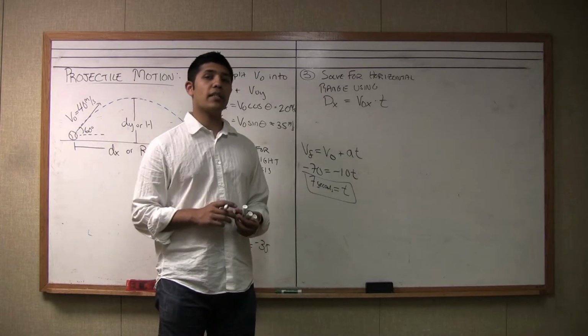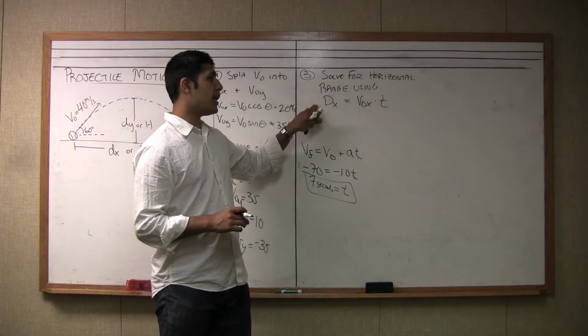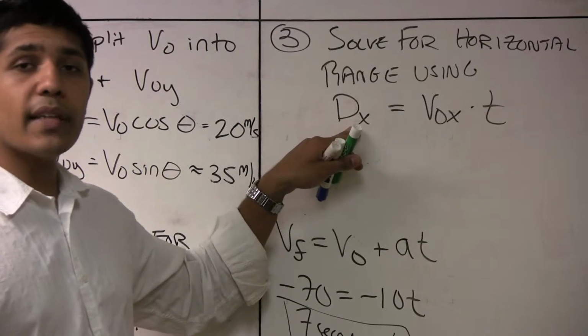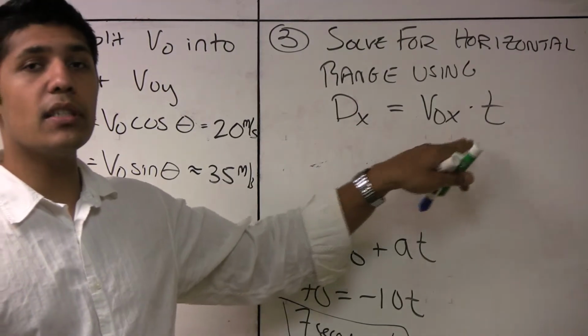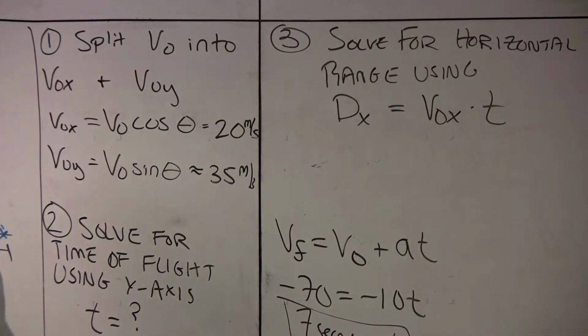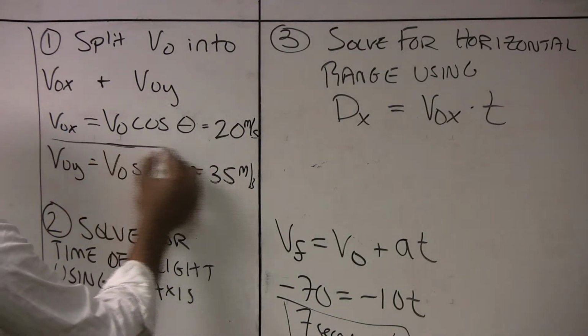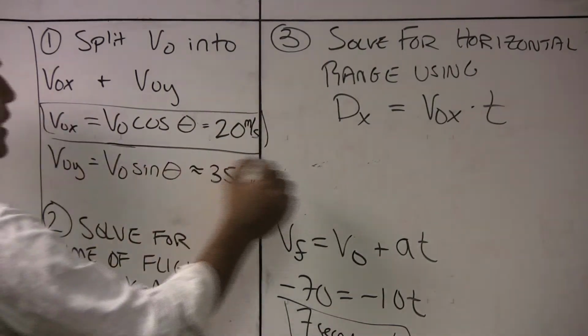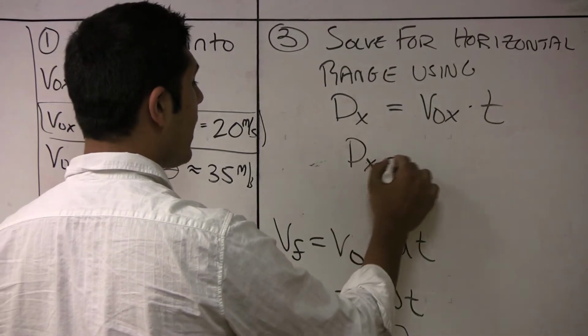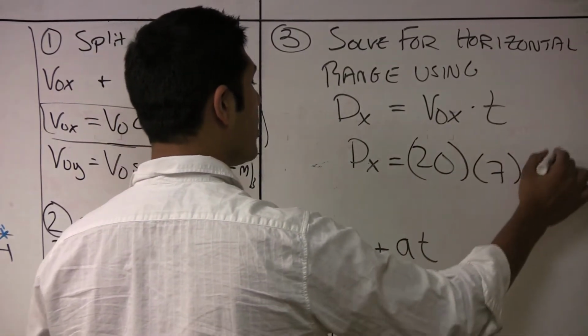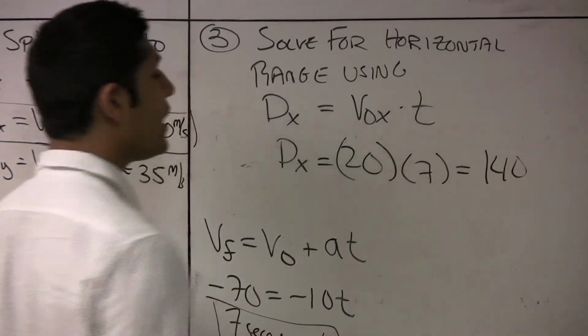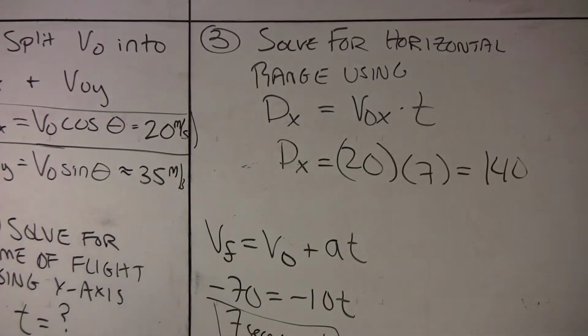Finally, we can solve for the horizontal range by using the equation that my horizontal displacement is equal to the initial velocity in the x direction times time, and we can take that value from the beginning, which is our 20 meters per second. Therefore my d sub x is equal to 20 times 7, or my projectile will go 140 meters in the x direction.